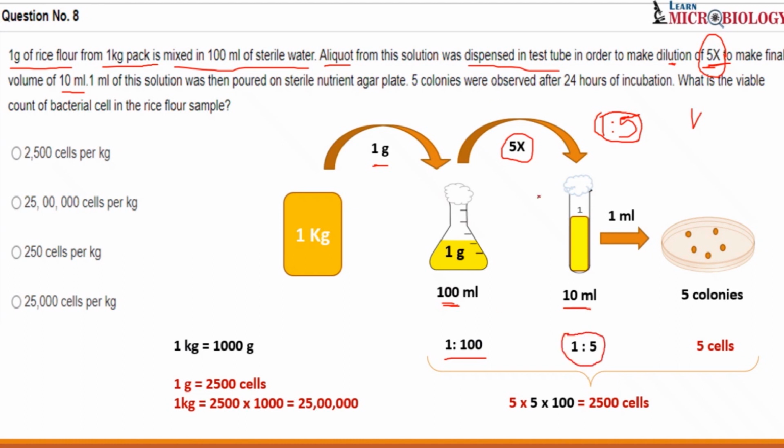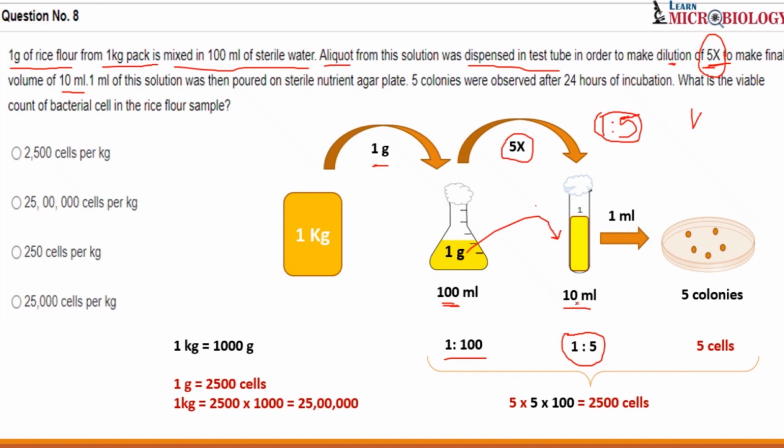If you want to calculate, you can. If you want to make 10 ml of 1:5 dilution, you just have to take 2 ml from this and add 8 ml, and you will get this. Okay, but that is not required right now. Just forget about those calculations. We have already been given that it is a 1:5 dilution.